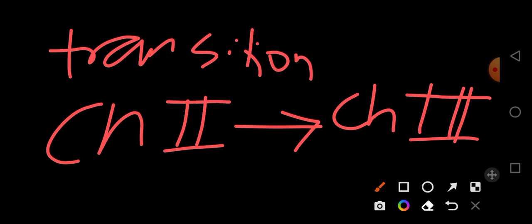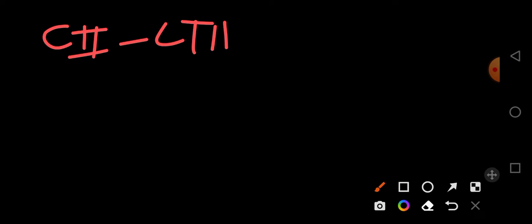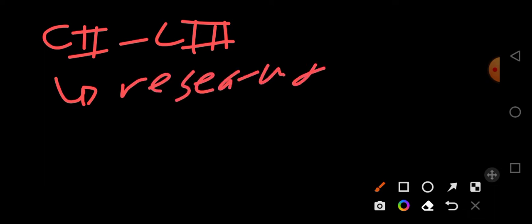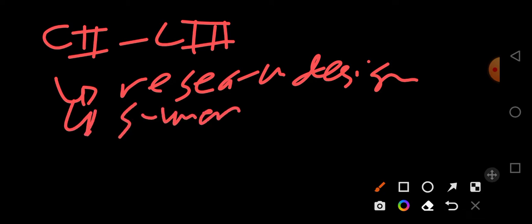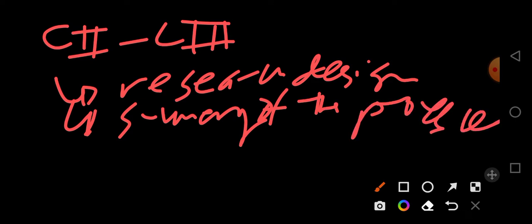Right after your synthesis, you will be writing the part of your research paper where you will reveal your research design. So the transition between chapter 2 and chapter 3 will start with the revelation of your research design, as well as the summary of the processes of how you will conduct the study.